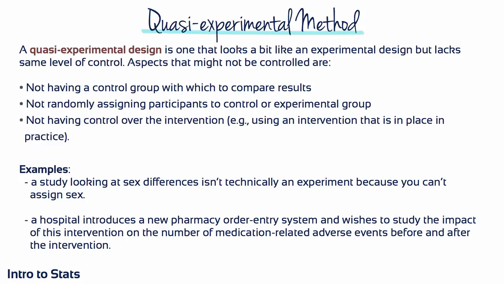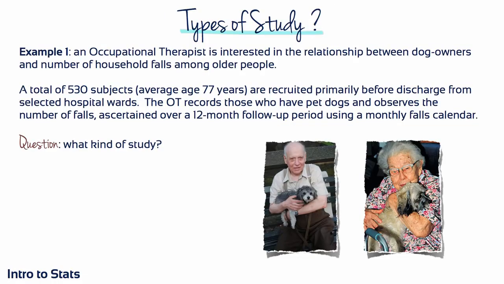In the second example, it would be unethical to manipulate and assign people to two different groups that receive their medication via the old or via the new system, and then step back to observe the number of medication-related adverse events that result. Ethics restrict our level of control here, and mean that this study is also considered non-experimental. Let's go through some examples to practice identifying the type of study involved.